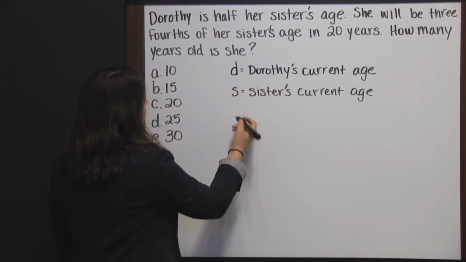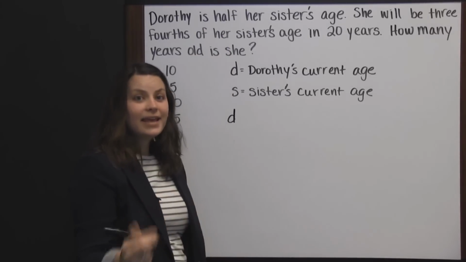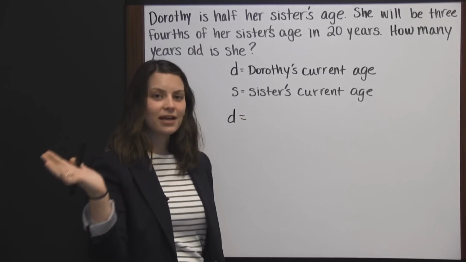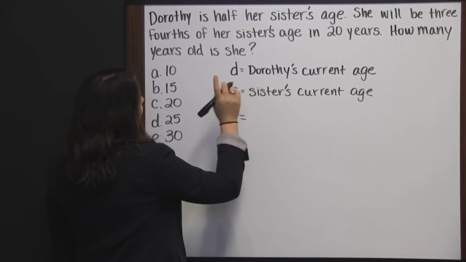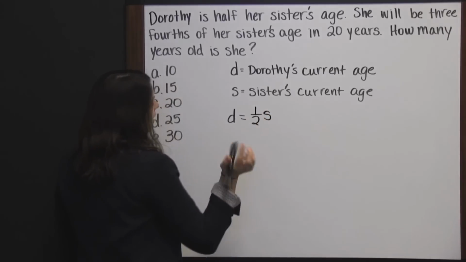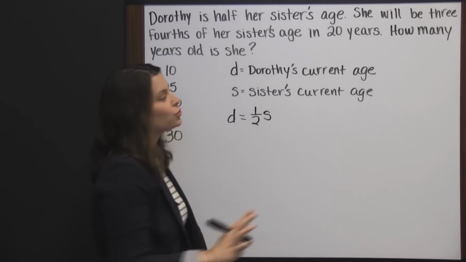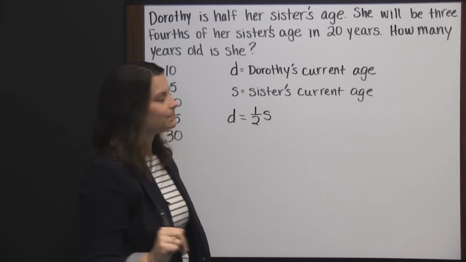So first we have that Dorothy is, and "is" in math means equals. It's one of my favorite words. I love the equal sign. So Dorothy equals half her sister's age, so half S. So it's kind of like translating. You're translating from words into mathematical equations.